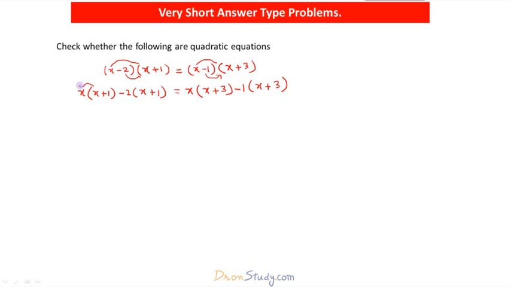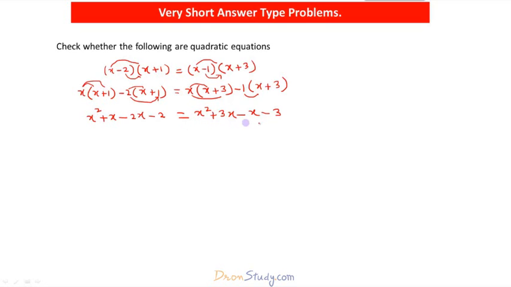Now multiply by x inside the bracket, so x into x will be x square, x into 1 will be plus x, minus 2 into x will be minus 2x, and minus 2 into 1 will be minus 2, which is equal to, here x into x will be x square and x into 3 will be plus 3x. Now multiply by 1, so minus 1 into x will be minus x and minus 3.